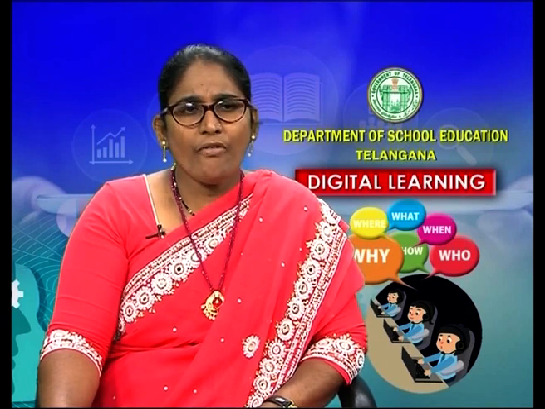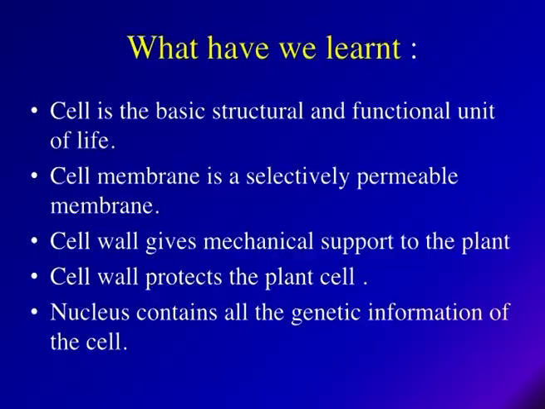Students, I hope the concept is clear to all of you. So shall we recall once again what we have learned? The cell is the basic structural and functional unit of life. The cell membrane is a selectively permeable membrane. The cell wall gives mechanical support to the plant. The cell wall protects the plant cell. The nucleus contains all the genetic information of the cell. Children, have you understood the lesson completely? Am I clear to all of you?